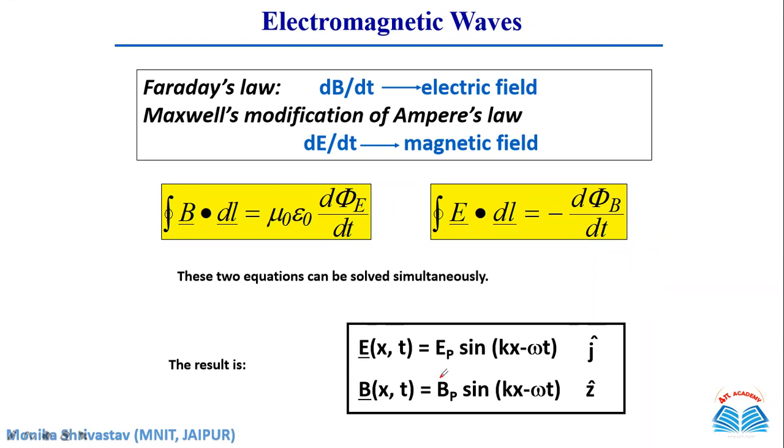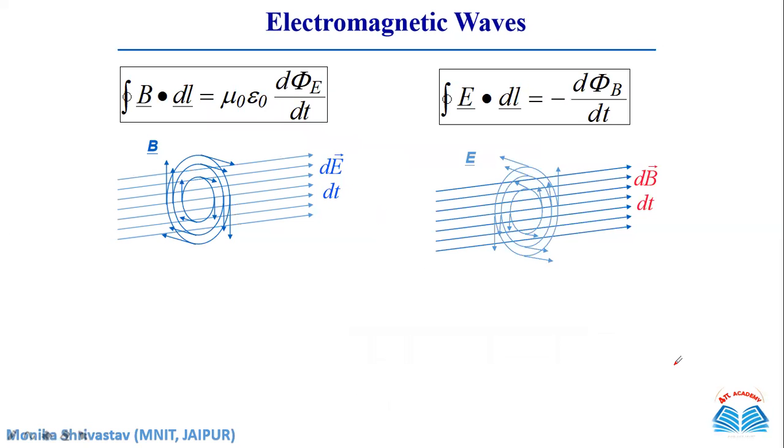So, what result will we get? We will get E(x,t) equals E_p sin(kx minus omega t) j cap, B(x,t) equals B_p sin(kx minus omega t) z cap. This is j cap and this is z cap. So these two results we will get. Now we'll talk about electromagnetic waves. So these are our two equations we have to follow.